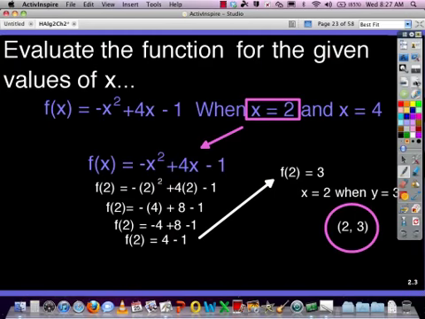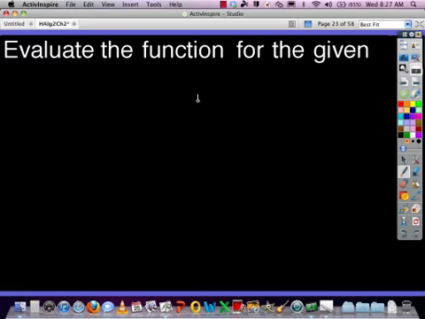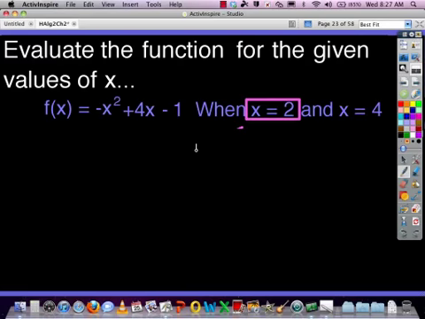So if we were going to start a function, the question might be as follows. Evaluate the function for the given values of x. Now it says f of x equals x squared plus 4x minus 1. So right there is our rule. So we're saying f of x, and here's the rule algorithm that we want to use to evaluate. So if we can find the f rule and know what x is, we're going to be good.